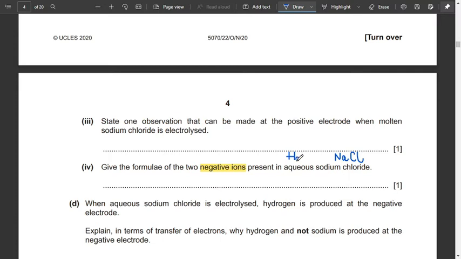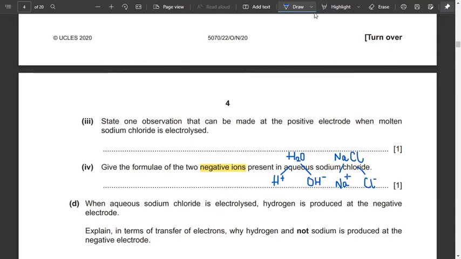Now if we talk about H2O, it has H+, the positive ion, and OH-, the negative ion. And if we talk about NaCl, we have Na+ as the positive one, and Cl- as the negative one. So we basically have two positive ions and two negative ions.